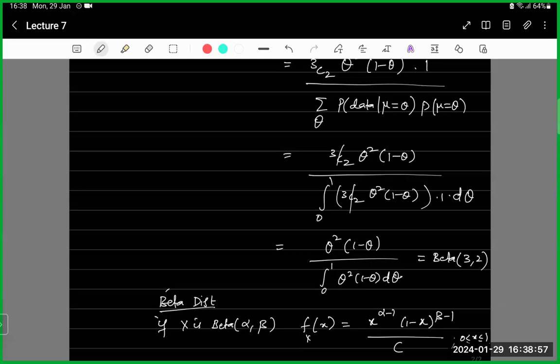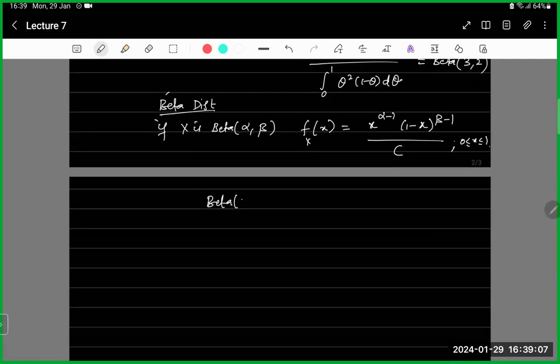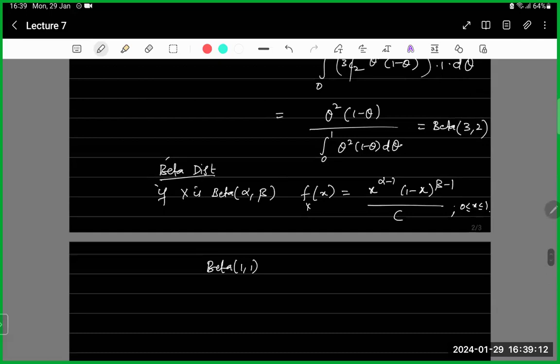So if you look at it, our initial prior distribution is beta 1 comma 1, because it's a uniform prior which we started with. And after getting two successes and one failure, what is our posterior? If I call it, it is beta of 1 plus number of successes comma 1 plus number of failures. If this is your prior, your posterior will be like this.